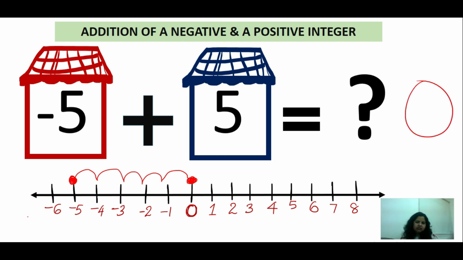Or even if you look at the opposite way, from 5, if you want to minus 5, it's just 5 jumps backward, and this is where you land. Now this is the case when you have equal values with opposite signs. Now let's look into the next question.